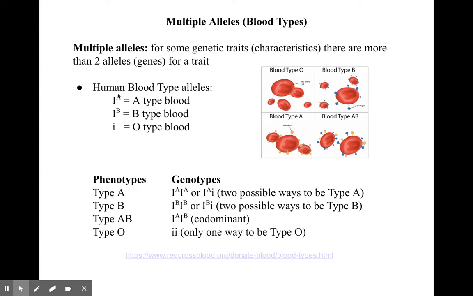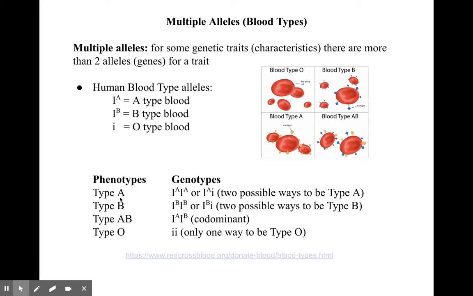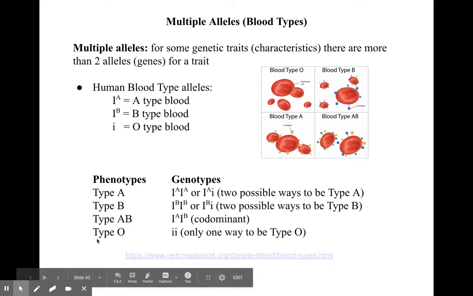So for humans, the A and the B allele shows codominance. And then there is a recessive allele that we're going to mark as lowercase i. So you can see we're using the codominant lettering for the codominant alleles, and we're going to use recessive lettering for the recessive allele. Since we have three alleles for the same gene, it leads to four different possible phenotypes in human blood type. So there's type A, type B, type AB, and type O.